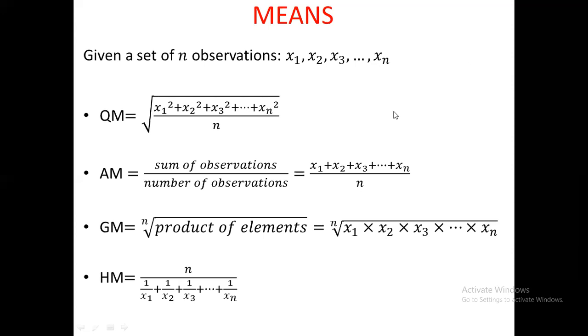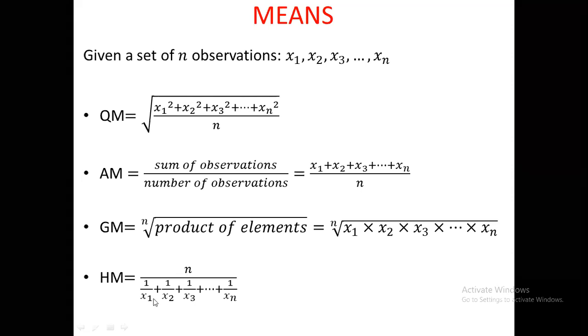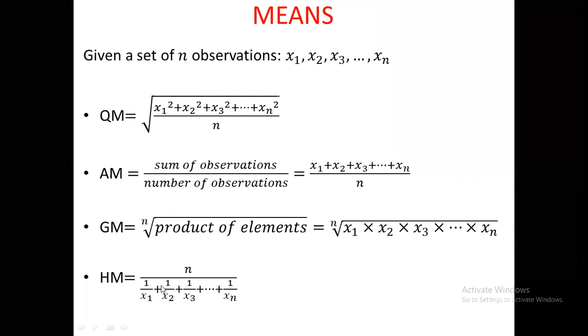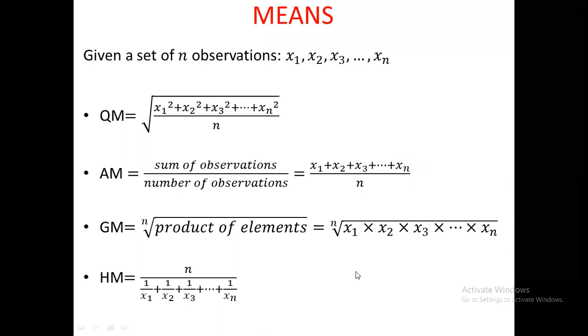So harmonic mean is equal to the number of observations divided by the sum of the reciprocals of the observations. We have x1, x2, x3, ellipsis, xn. So we take the n of them: n divided by 1 over x1 plus 1 over x2 plus 1 over x3 plus ellipsis plus 1 over xn. So these are the formulae. Let's see some illustrations so that we understand them better.